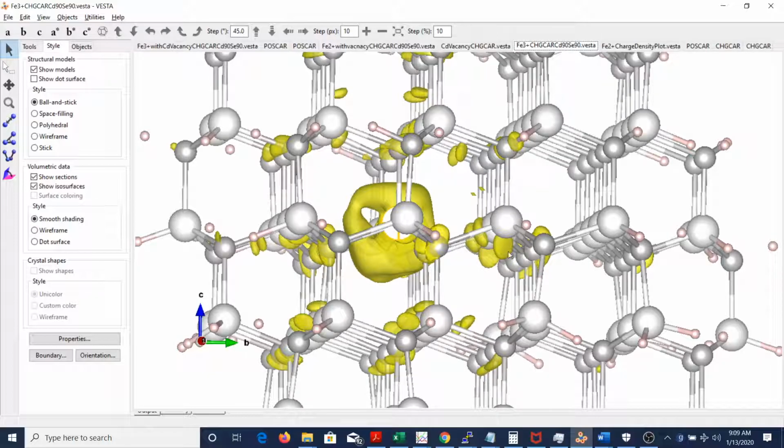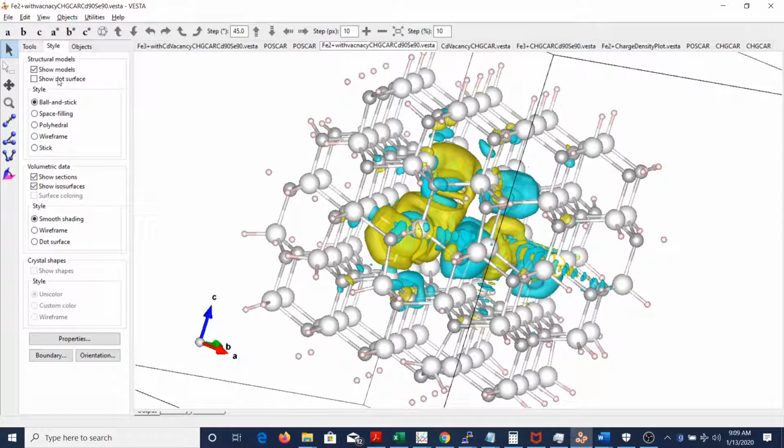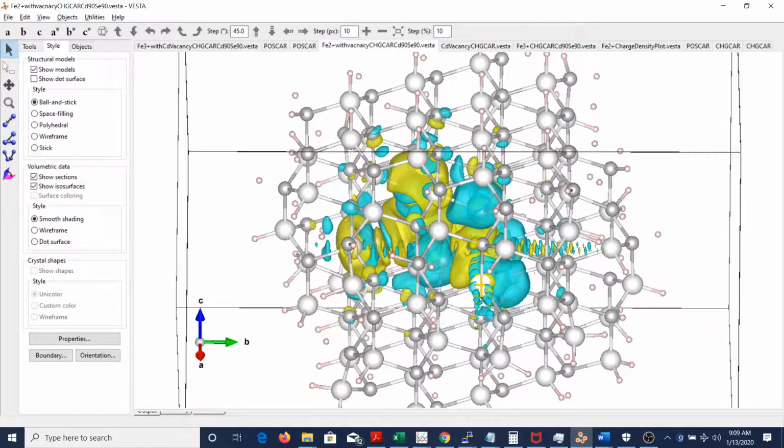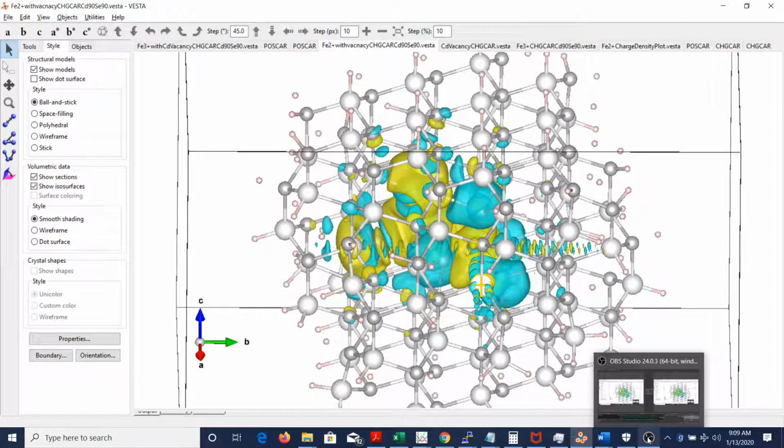In the next video, we'll be looking at the combination of both Fe2+ and Fe3+, that is, the combination of both the ion and the vacancy. This is the structure that we'll be looking at in the next video. I'm cutting it short because of the size of the videos that I can upload.